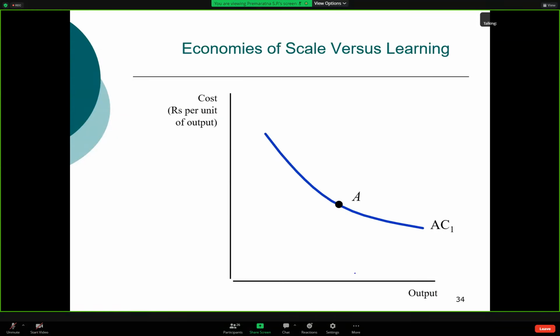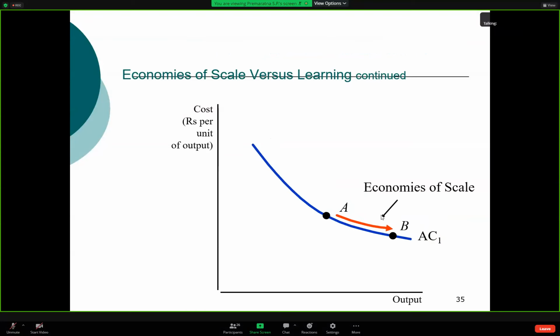Now with that happen, you see what I explained. This is the economic scale, average cost. Let's say without experience, point A moves to point B due to economic scale.